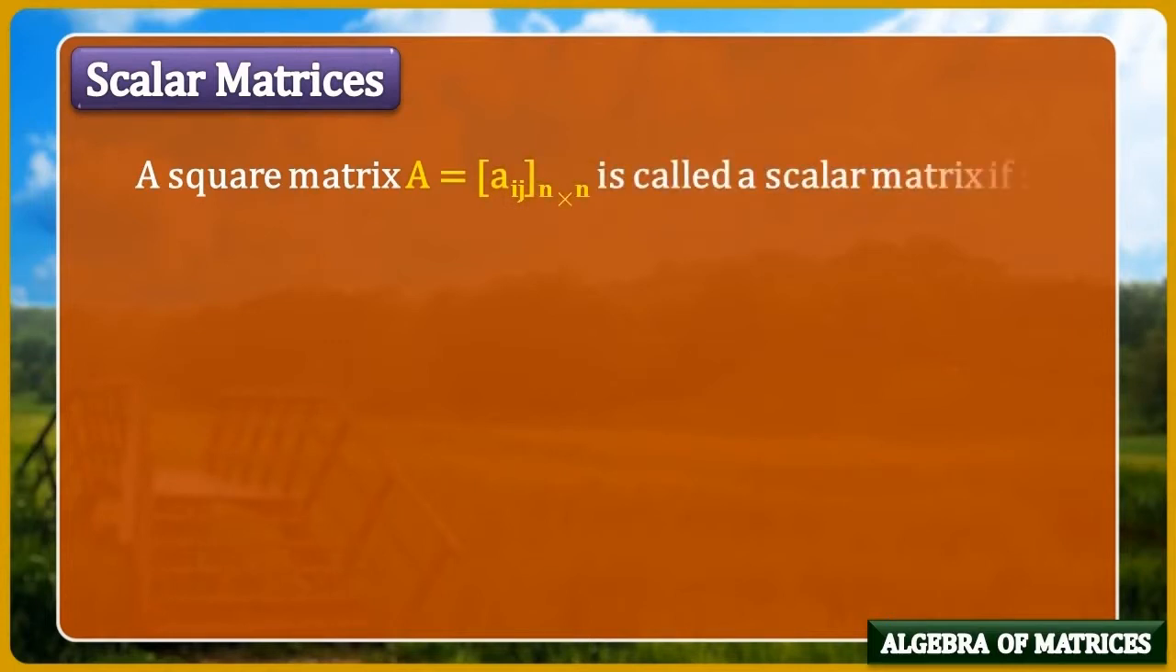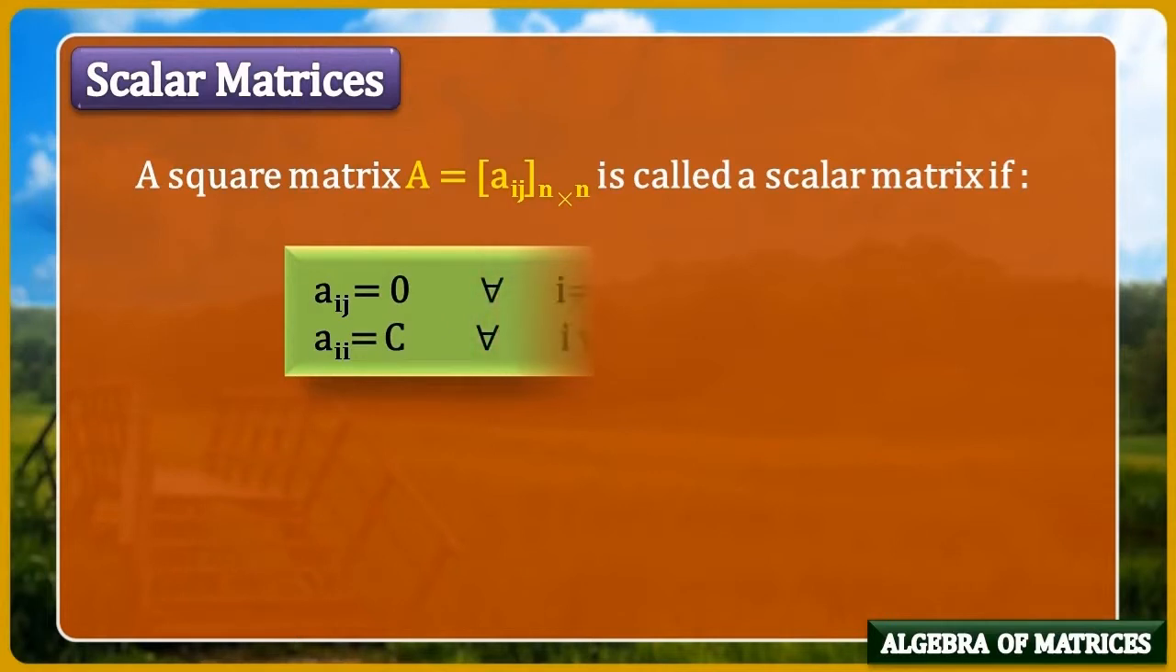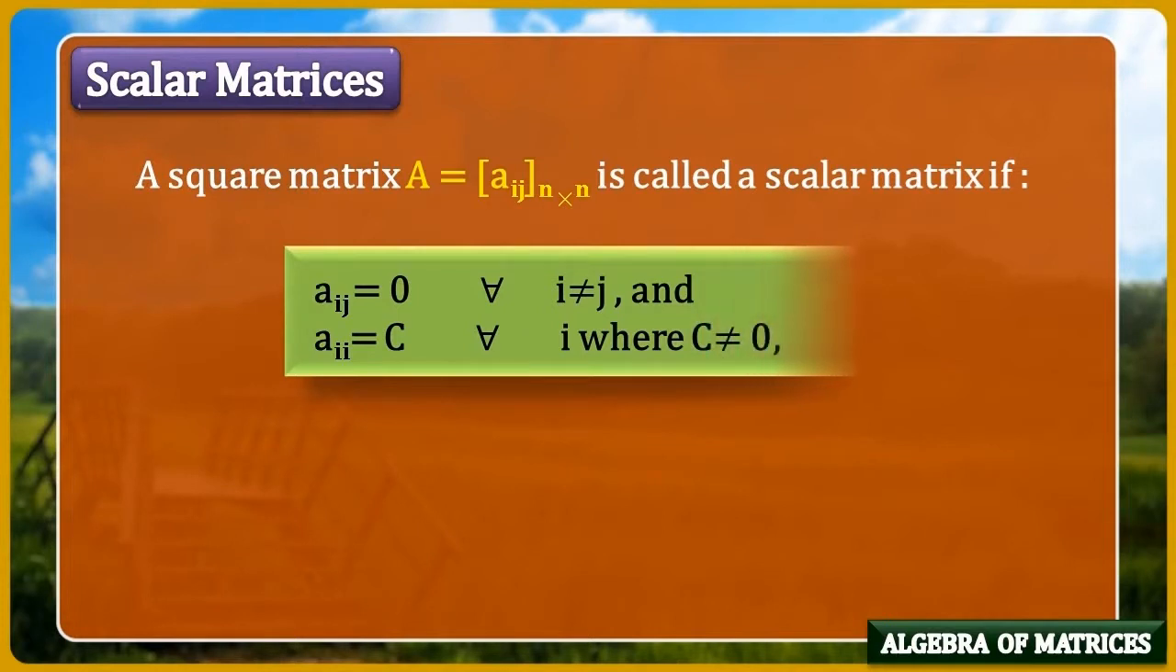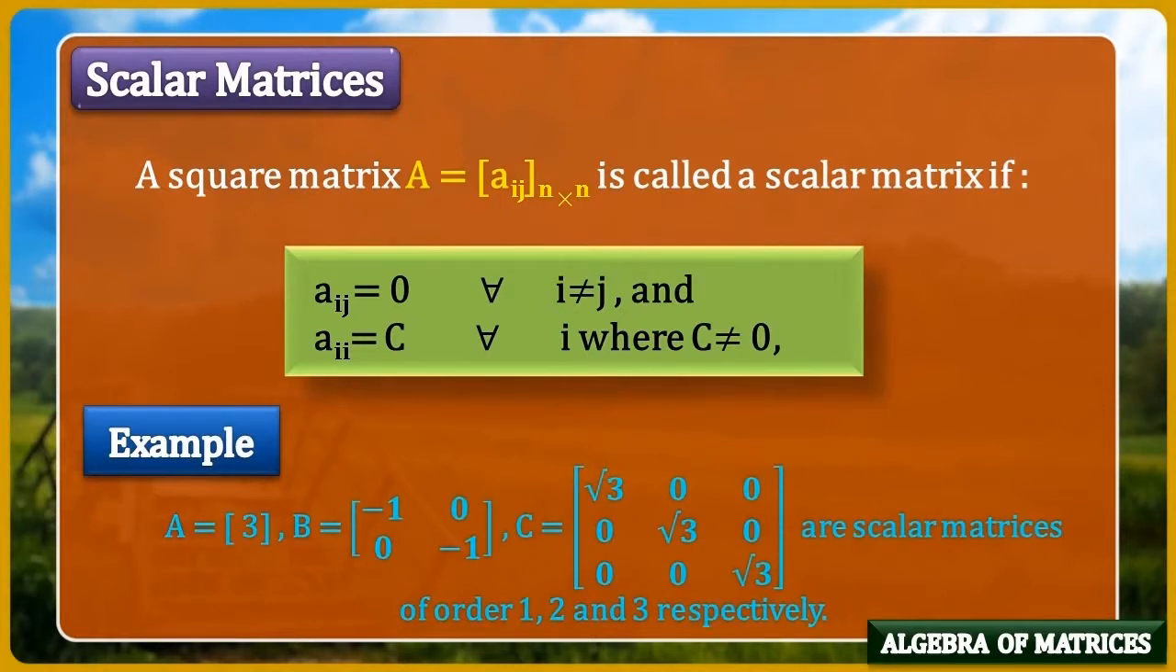Next type of matrix is a scalar matrix. A square matrix A is equal to Aij of order n by n is called a scalar matrix if 1. Aij is equal to 0 for all i not equal to j, and 2. Aij is equal to c for all i, where c is not equal to 0. For example, these all are scalar matrices of order 1, 2 and 3 respectively.